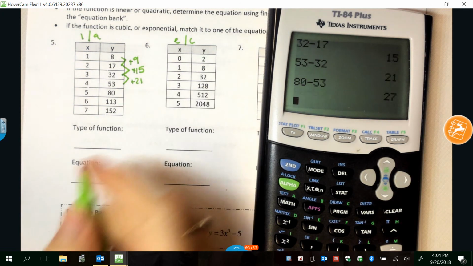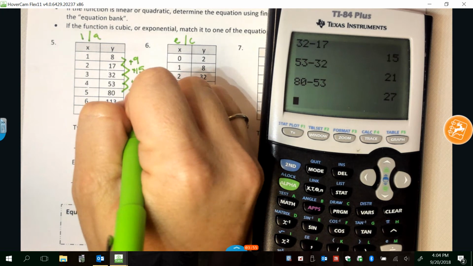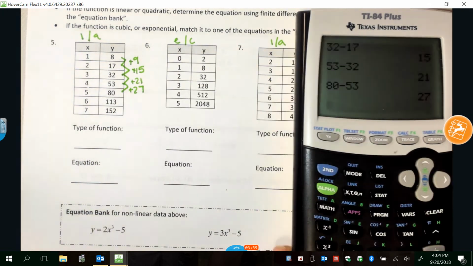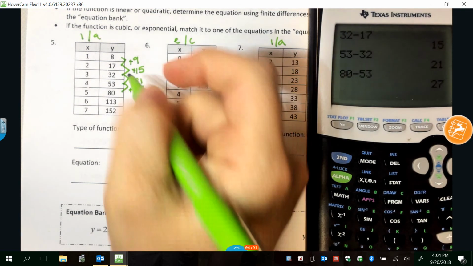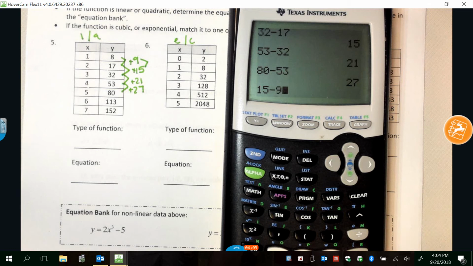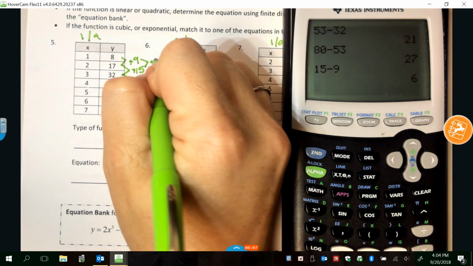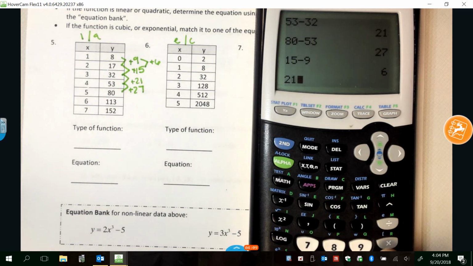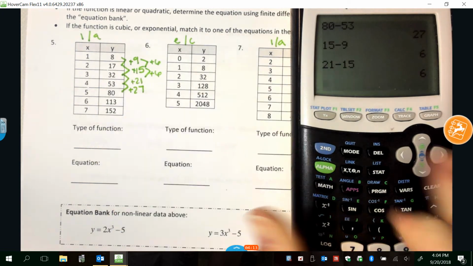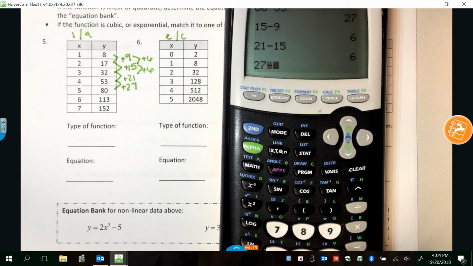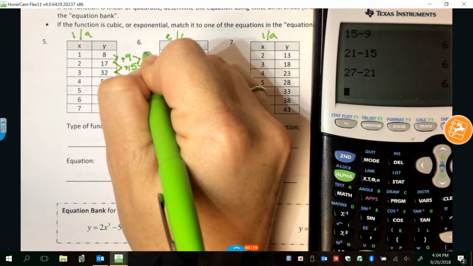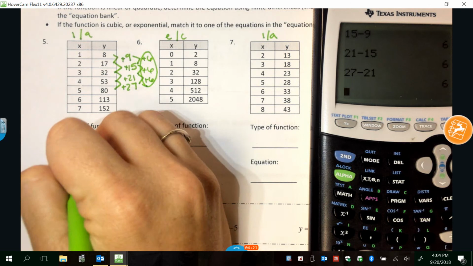So I'm going to actually stop after this one because I have enough to find my second difference. So that's my first difference. It doesn't match, so we know this is not linear. So right away we should know it's quadratic, but we're going to prove it. 15 minus 9 is 6, so this is plus 6. 21 minus 15 is also plus 6, so do we see that our second difference is matching? 27 minus 21 is 6. So our second difference matches. Therefore, we know this is quadratic.